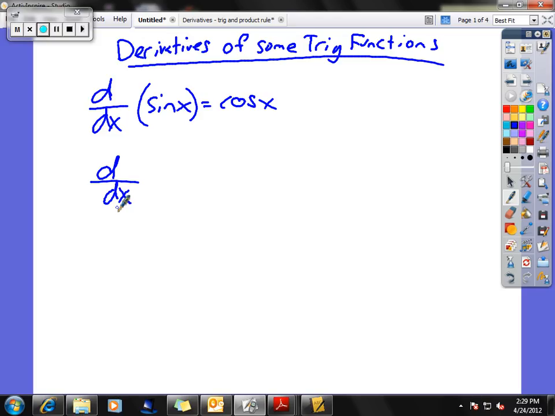Okay, you weren't here yesterday? d over dx is just another way to say do the derivative. So you got the d on the top and the d on the bottom. Another way to write that would just be if f of x equals sine x, then f prime of x equals cosine x.